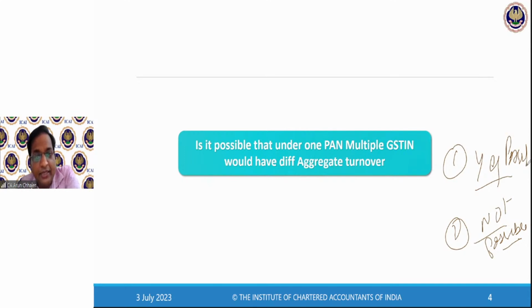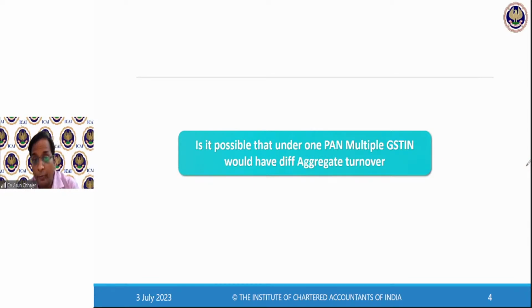Is it possible that under one PAN, multiple GSTNs would have different aggregate turnover? The answer is not possible. Why not possible? Because you are calculating the turnover of Pan India. It means if you have business in 3 states, you will add all 3 states. Then how can it be different? Whatever the turnover is for Delhi, the same will be for Rajasthan, and the same for another state.